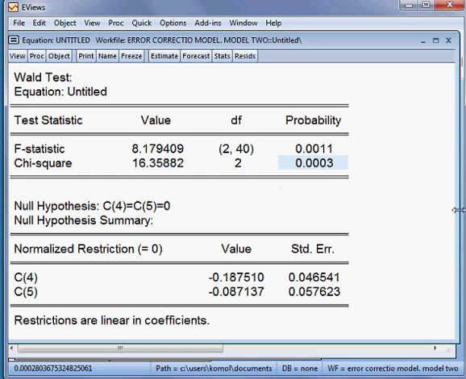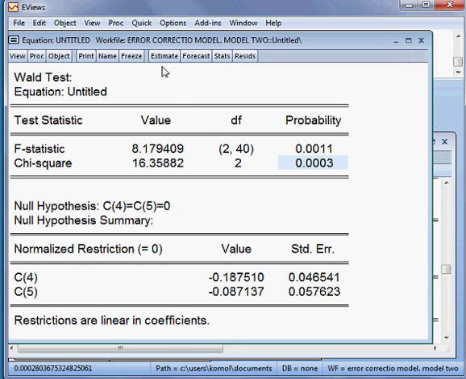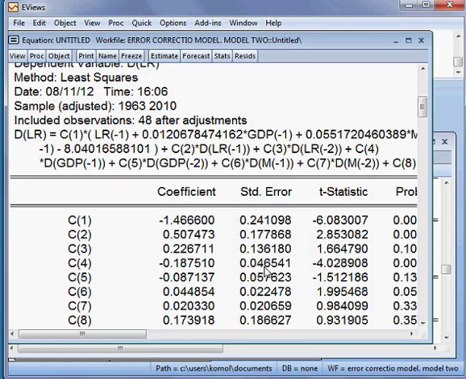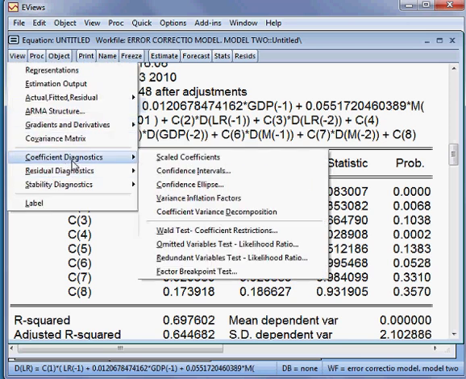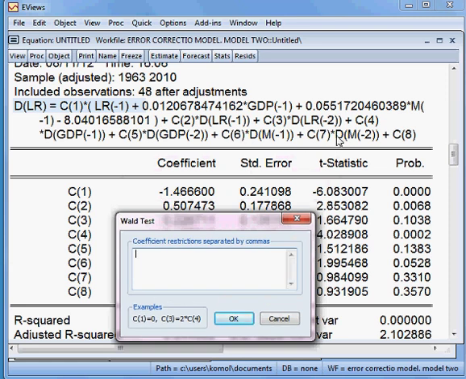In a similar way, we can also check our other variables, whether money supply M1 and M2 can influence the LR or not. We can also check it using Wald statistics. I go to View, then Coefficient Diagnostics, and the Wald Test. I put C6 and C7 equal to 0. That is the null hypothesis.